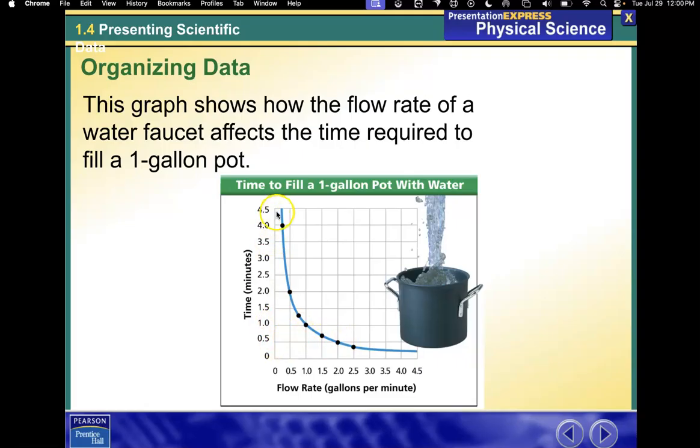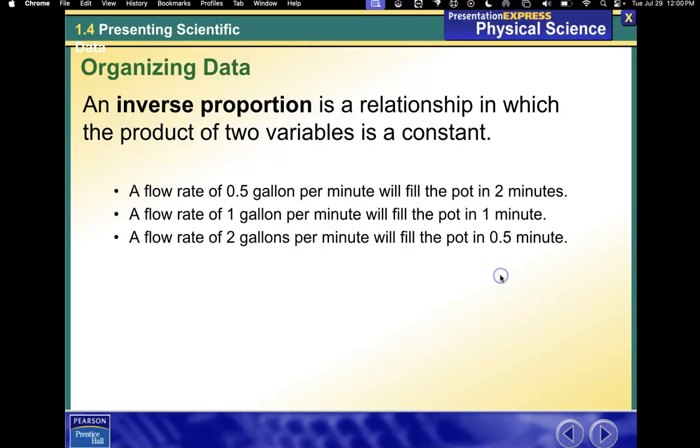So this relationship is, as this number gets bigger, your y-axis number gets smaller. We call that an inverse proportion. An inverse proportion is a relationship in which the product of two variables is a constant. They just go in different directions. We talked about this already: a flow rate of half a gallon is 2 minutes, 1 gallon is 1 minute, 2 gallons is half a minute.